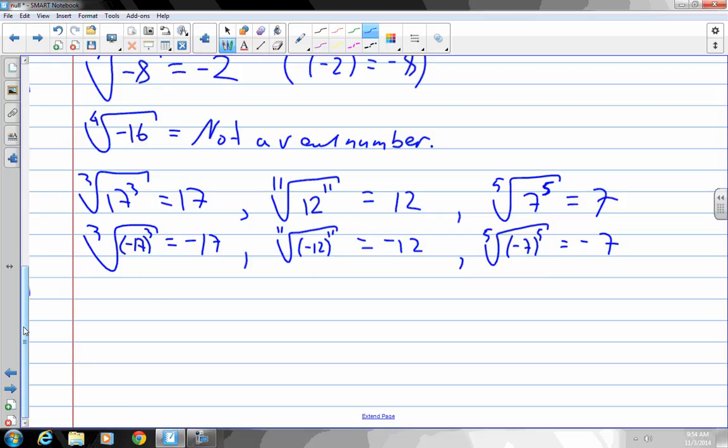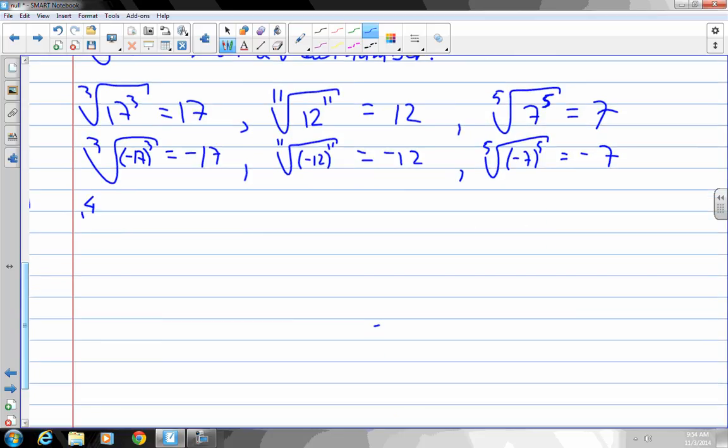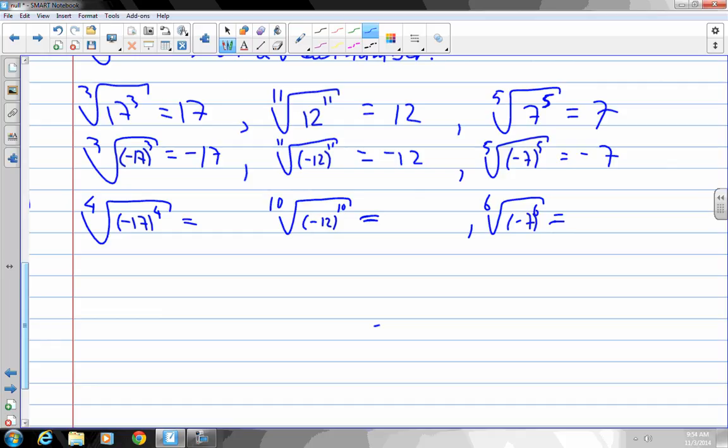So with the odd powers, the negative sign prevails. If I put even powers, if I do the same set of problems, but let's say 4th root of negative 17 to the power 4, and, I don't know, 10th root of negative 12 to the power 10, and 6th root of negative 7 to the power 6, what are we going to get in these cases? If I introduce even powers there?